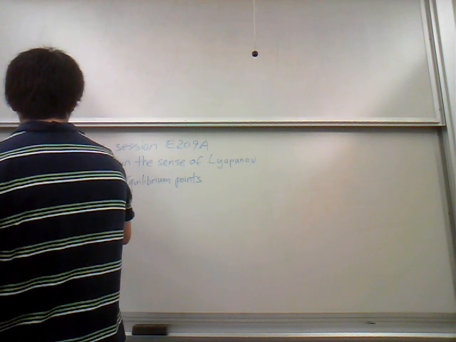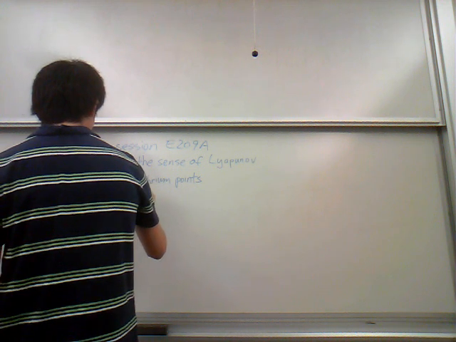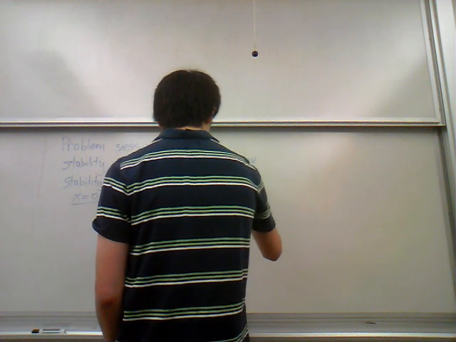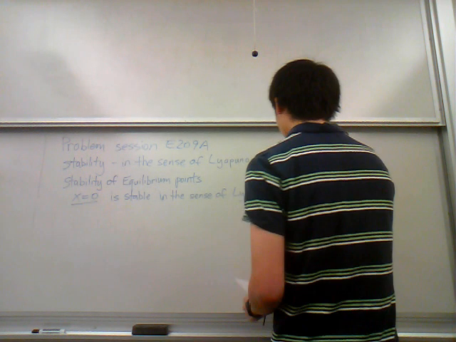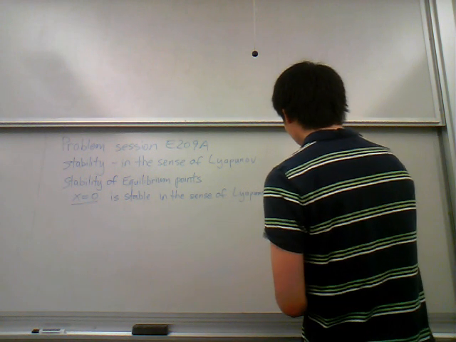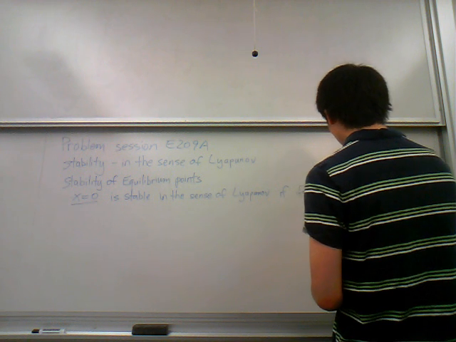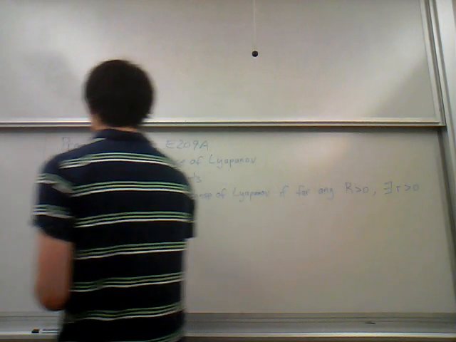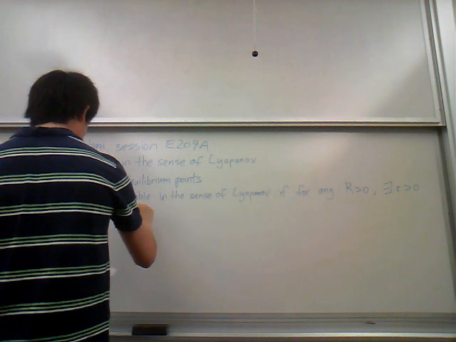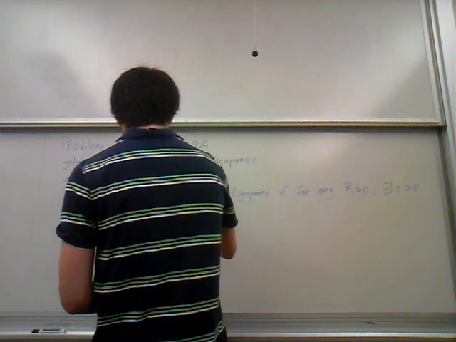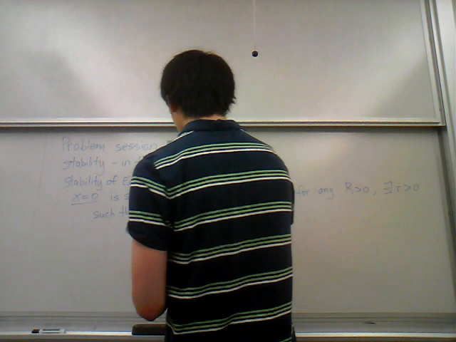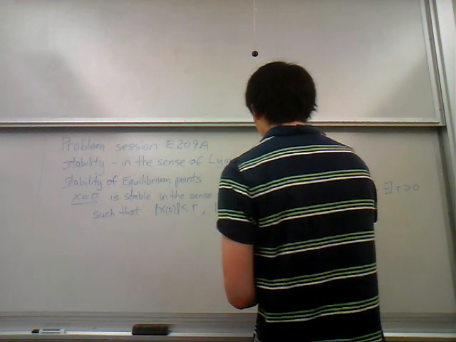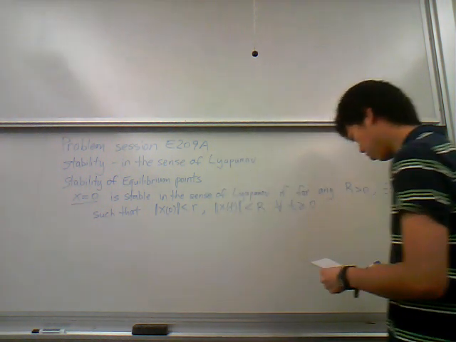We're saying the origin is stable in the sense of Lyapunov if for any R greater than 0, there exists a small r greater than 0, such that when we start off the system in the smaller r region, the system trajectory is bounded by big R for all t greater or equal to 0.